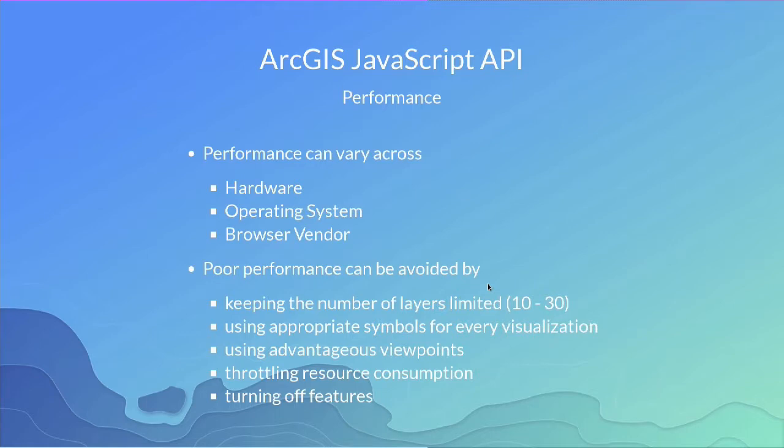So keep your number of layers limited, like 10 to 30 is a good number. Use appropriate symbols for your visualizations so that they don't excessively fill the small screen of the device, because the more overdraw you have, the slower your rendering becomes. Also, certain viewpoints might be disadvantageous for mobile devices because they need to render much more than if you were to, say, have a more top-down view. There's ways to throttle resource consumption, and you can also turn off features.